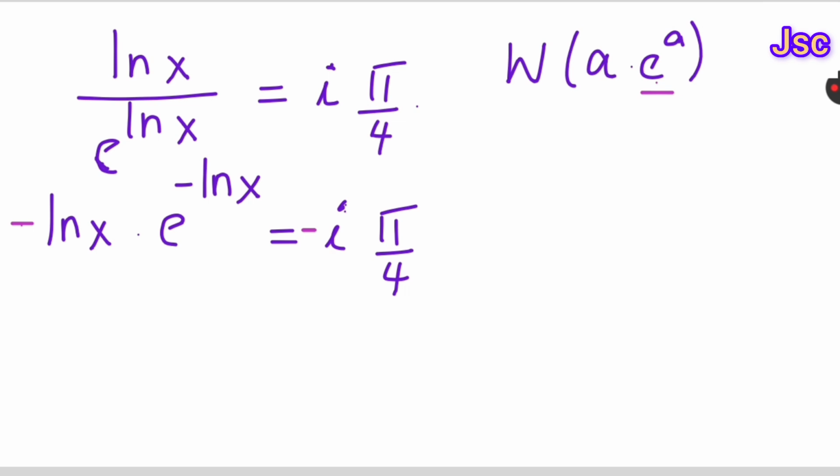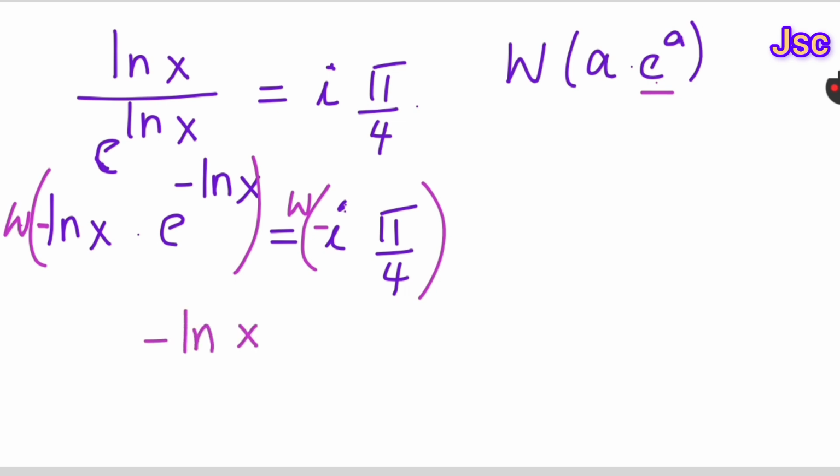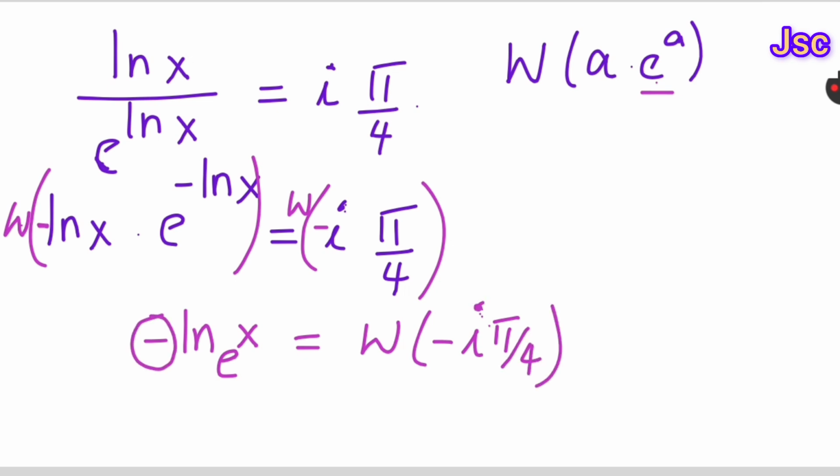So now it is in the form of a times e raised to the power of a. Here you have to apply the Lambert W function. The left hand side turns into simply a, which is minus ln x. ln x is nothing but natural log, that means the base is e, that is equal to W of minus i pi over 4. Here we have minus, so multiply both sides by minus. Here minus times minus becomes plus.